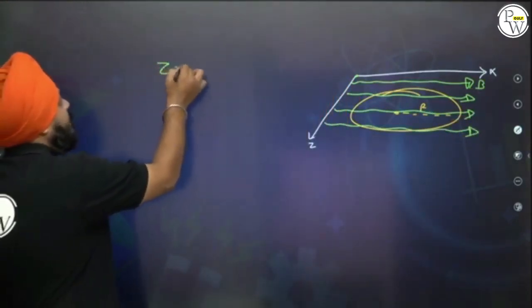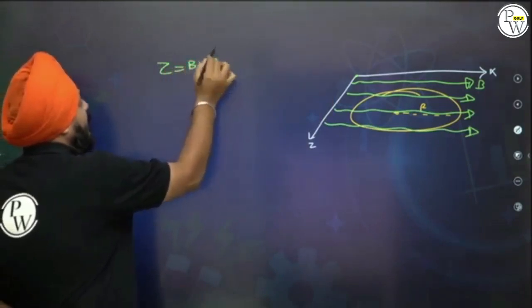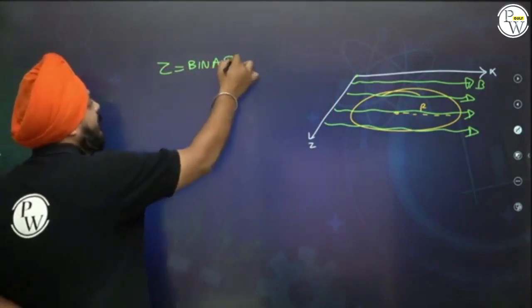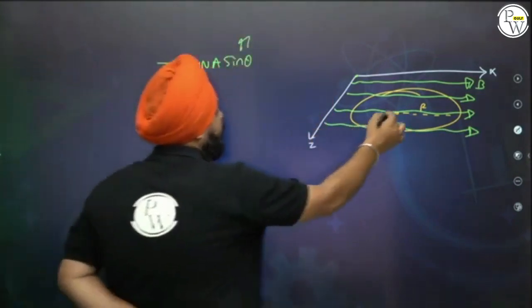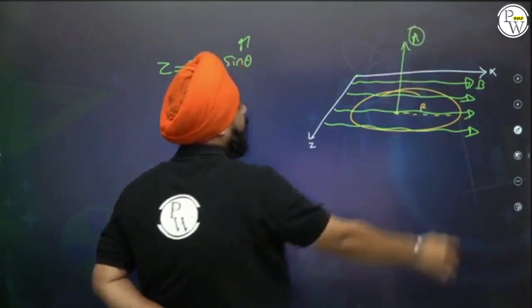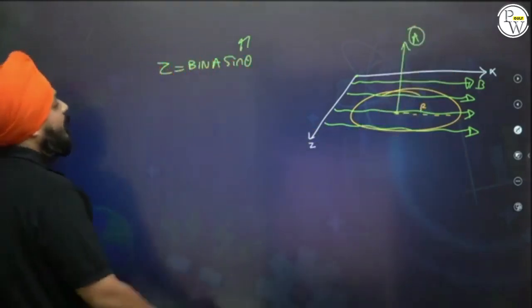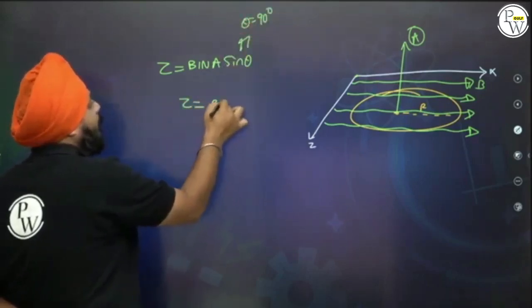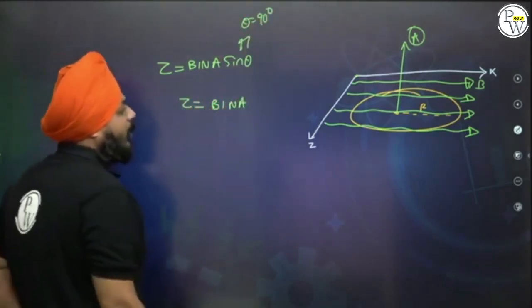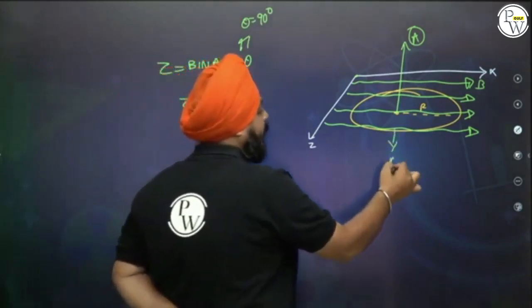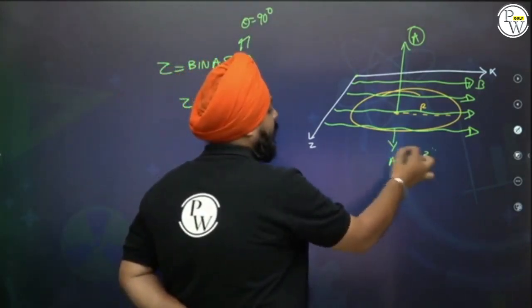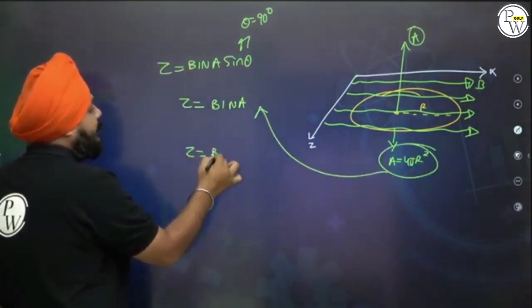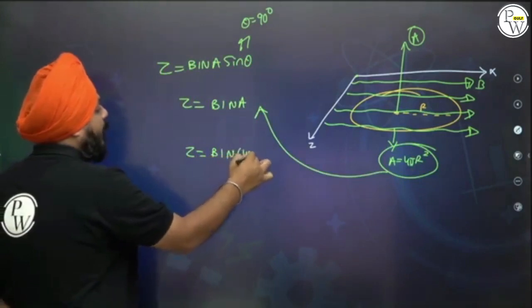The formula of the torque is equal to B i N A sine theta. Obviously the area vector is directed in this direction, so theta is going to be 90 degrees. So torque equals B I N A. What is the area of this loop? The area of this loop is 4 pi r square. Replacing it here, the torque is B I N into 4 pi r square.